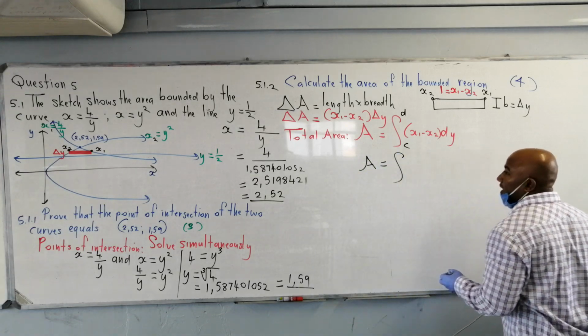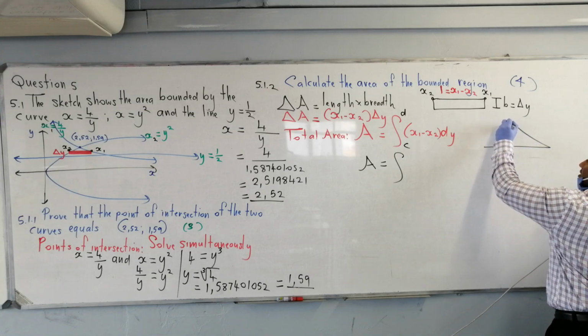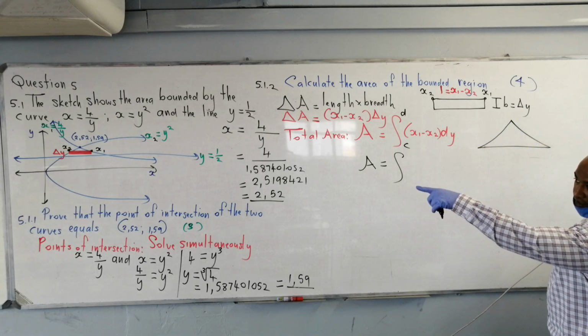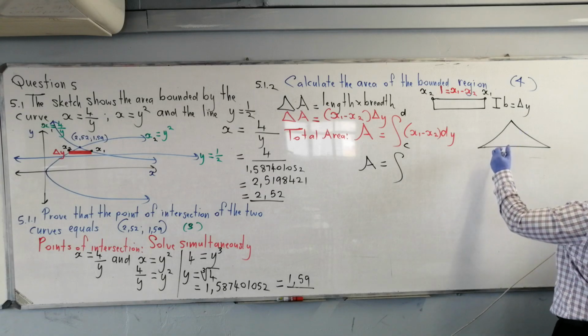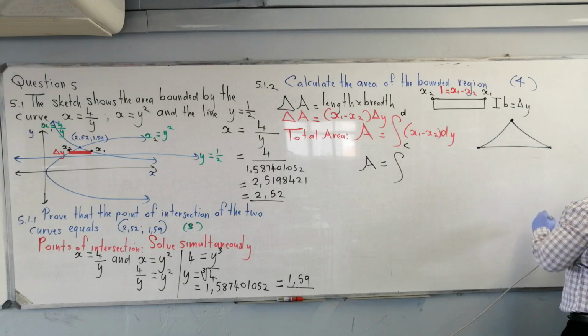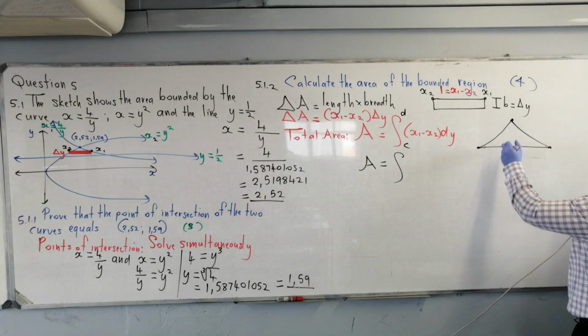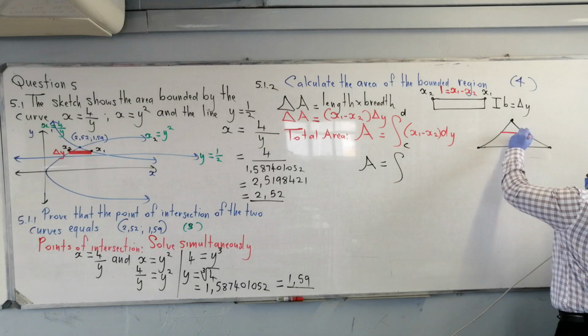So, there's your area here. This is your area. This is how it looks. It looks something like this here. So, you have a point there and a point there. So, what am I saying? That here's your representative rectangle.